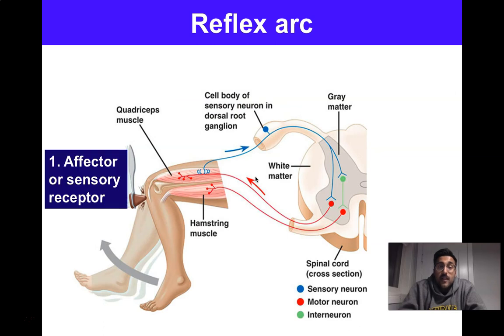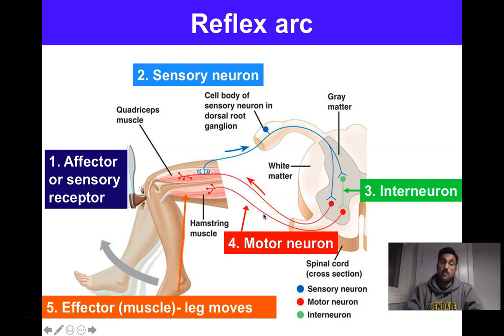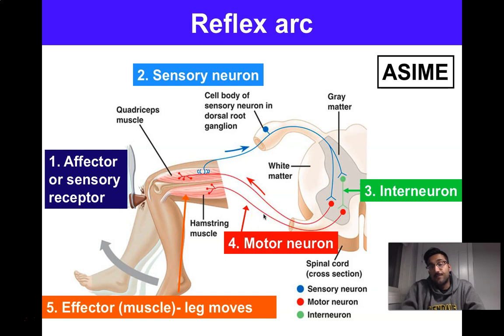Right? The patella reflex is very similar. So again, we start off with an affector or sensory receptor. It goes through a sensory neuron, gets processed by an interneuron in the spinal cord. The answer or the response gets sent out through a motor neuron, and then finally it ends at an effector or a muscle. So ASME is an acronym that may or may not help you remember the order of those.